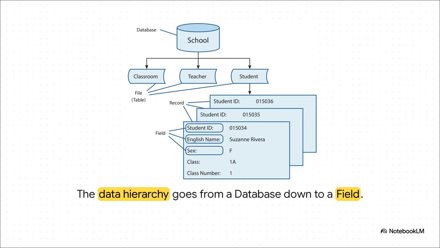That database is broken down into smaller files or tables, like a table just for the students. Inside that table, we have individual records, which are rows of data representing one specific person. And finally, we break that down into individual fields, like a specific student ID, a name, or a class. It's a perfectly nested structure.